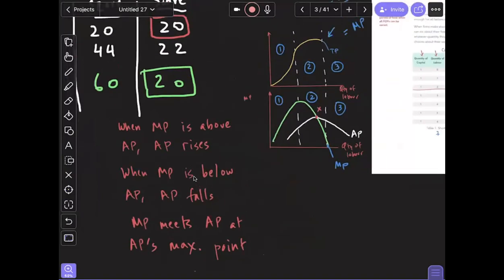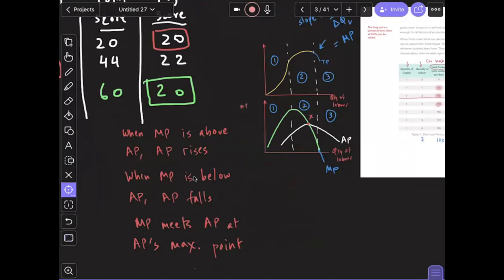So when MP is above AP, you're doing better than the average. If you do better than the average, you pull up the average, so AP rises. When MP is below AP, you do worse than the average, so it goes down. When the green line is above the white line, it will keep on rising. When the green line is below the white line, it pulls down the white line. So that explains the first point and the second point.